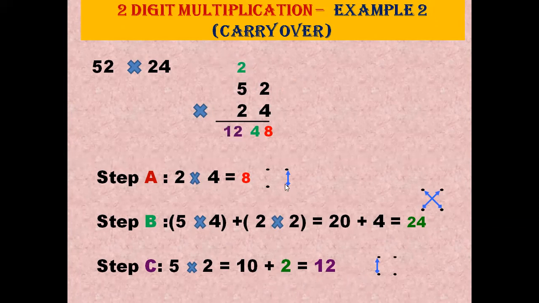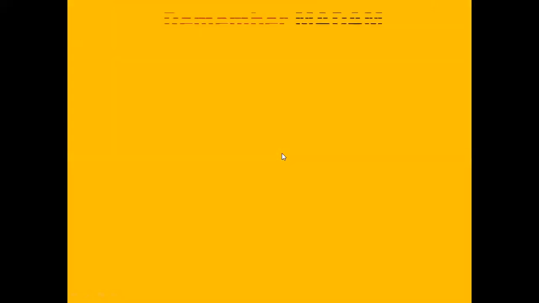So we write 12. To recap: the first step is we multiply the rightmost digits vertically. The next step is we multiply crosswise and add. We write only the ones digit 4 and 2 is carried over. The last step is we multiply the leftmost digits and then add the carried over. So this gives us 1248.